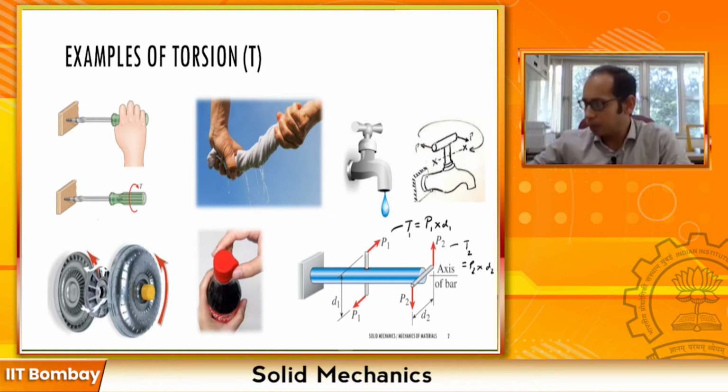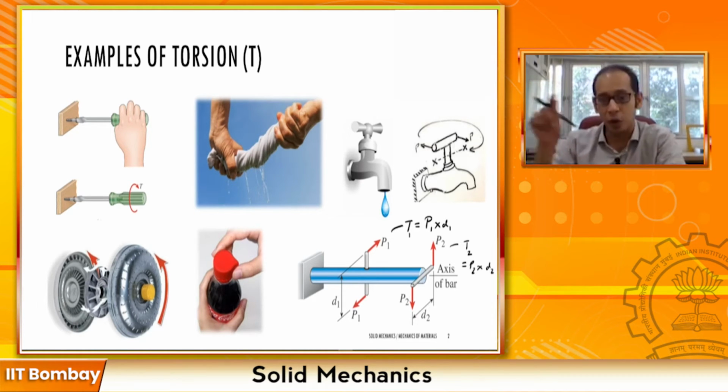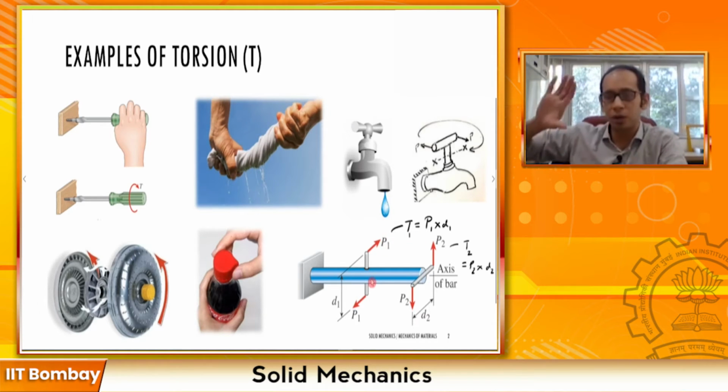And if you appreciate the differences from what we discussed earlier compared to the bending moment, right? Now the torque acts essentially along the axis of the member. So here if you take P1 and P2 and curl your fingers, your thumb points towards the axis of the member, either inside or outside.